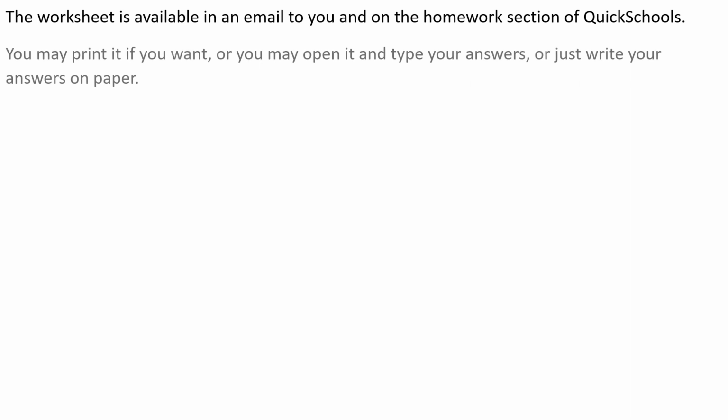Right? If you want to download it and type, and then save it as a Word document, or download it, type, and save it as a PDF, you can email it to me as an attachment. I'll get it. If you'd rather print it and work with a pencil and show your work in pencil, no problem. Just take a photograph of that, email the photograph as an attachment.